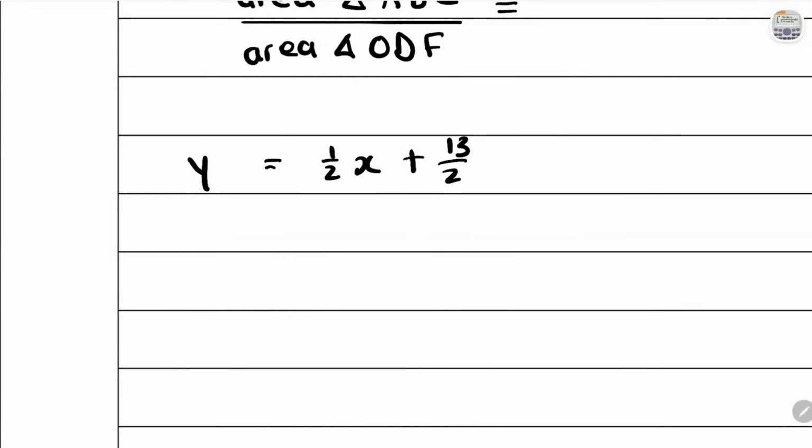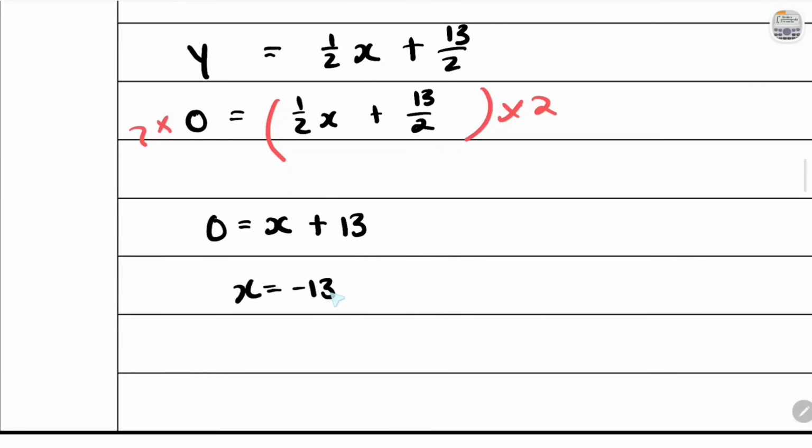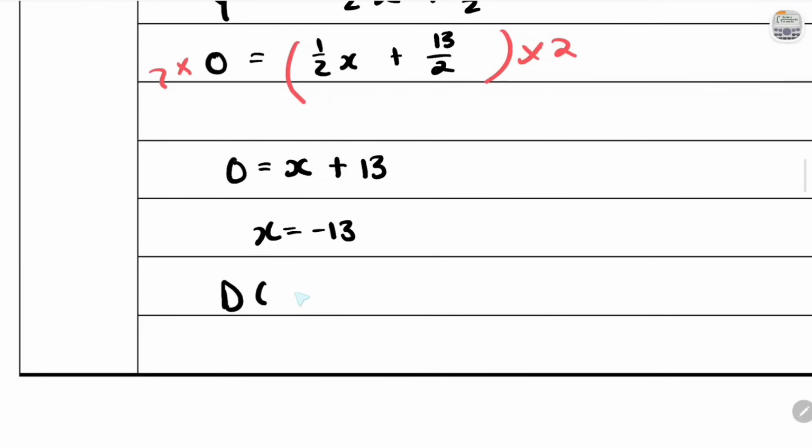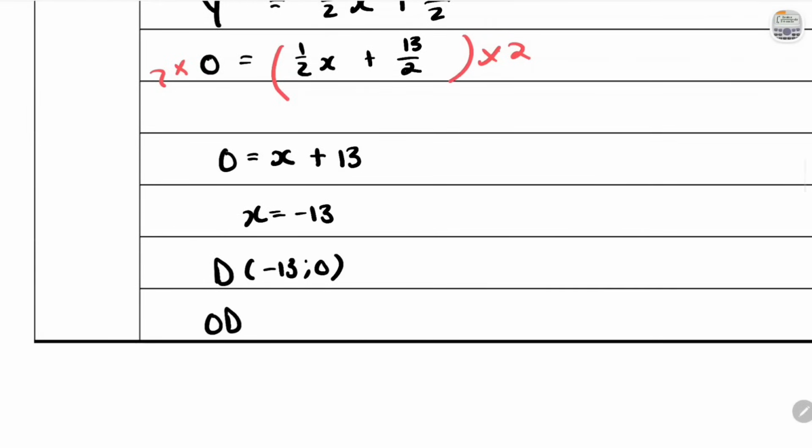Okay, so to find the x-intercept, we make y equal to 0. So 0 equals a half x plus 13 over 2. Okay, so the denominators are 2. It's kind of like just multiplying both hand sides of this equation by 2. And so we're just going to have 0 equals, that is going to be x, okay, because the 2 cancels and we have 1x, and then plus 13. And if you transpose 13, x is equal to negative 13. So that is D, that's the x-intercept, negative 13 and 0. Okay, so it would mean that that length of O till D, OD, is 13 units.